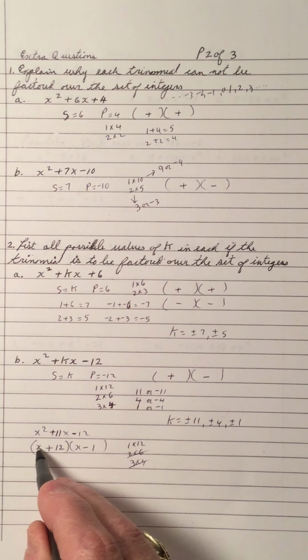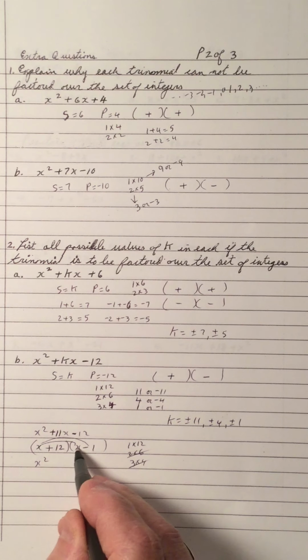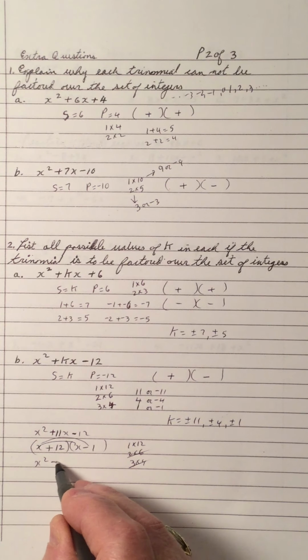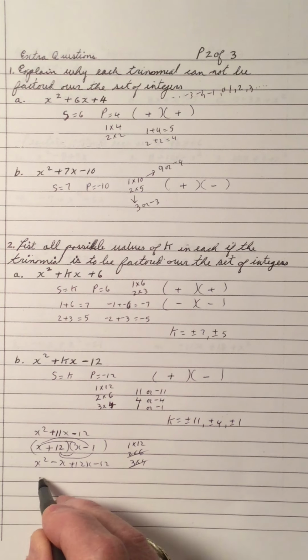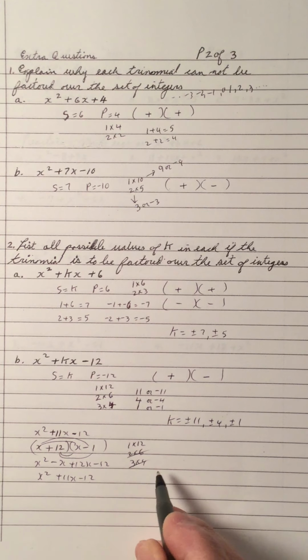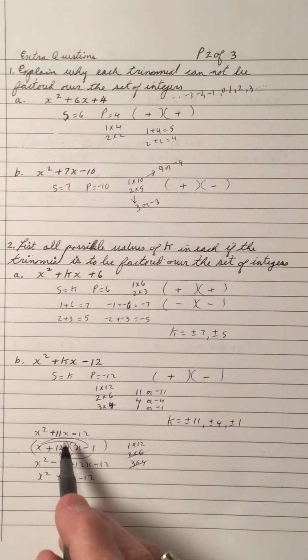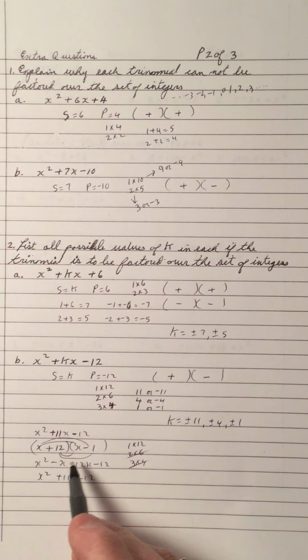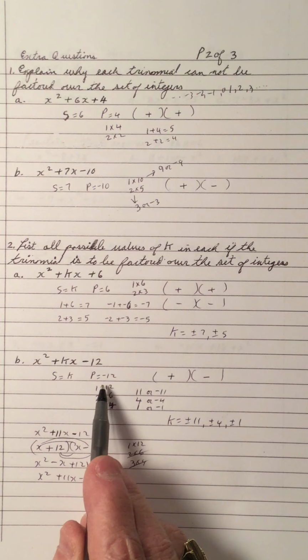And just to check, first is x squared. Outside is negative 1x. Inside is plus 12x. And the last is minus 12. So that's x squared plus 11x minus 12. So that just goes to show you the possibilities. I'm just working extra practice here and explaining how we come up with these numbers.